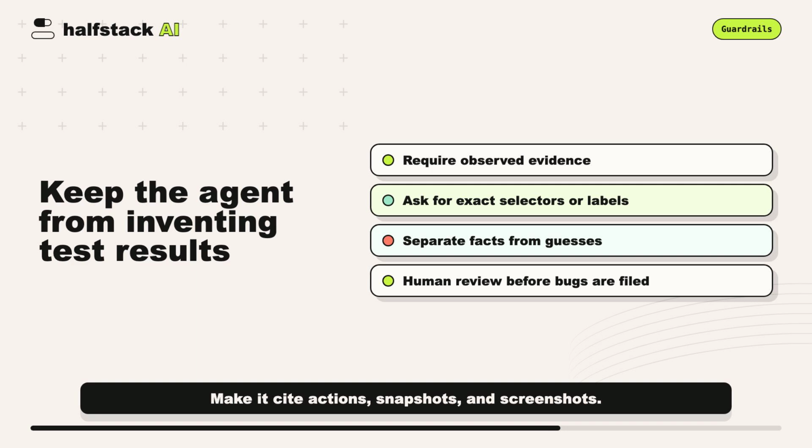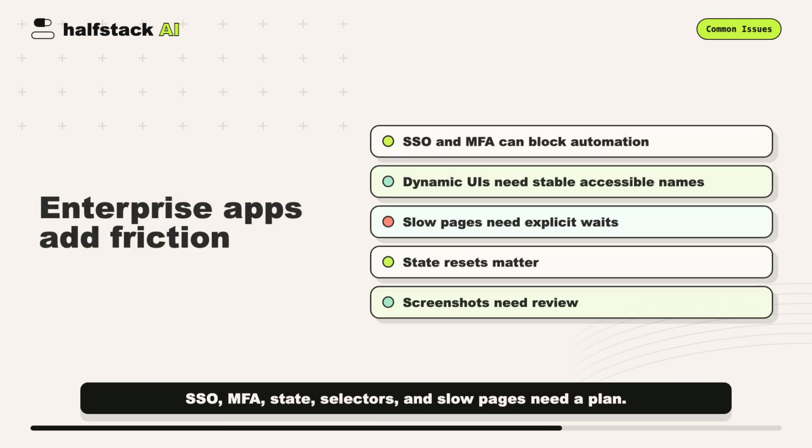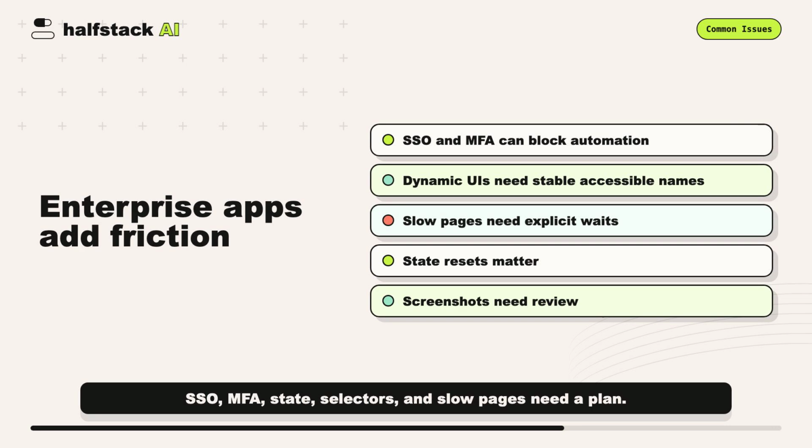Common issues show up quickly. SSO and MFA can block automation, so use test tenants, bypass policies approved for automation, or pre-authenticated browser state. Dynamic selectors can confuse both agents and tests, so prefer accessible roles and labels over brittle CSS selectors. Slow loading pages can cause the agent to act too early, so instruct it to wait for clear page states.